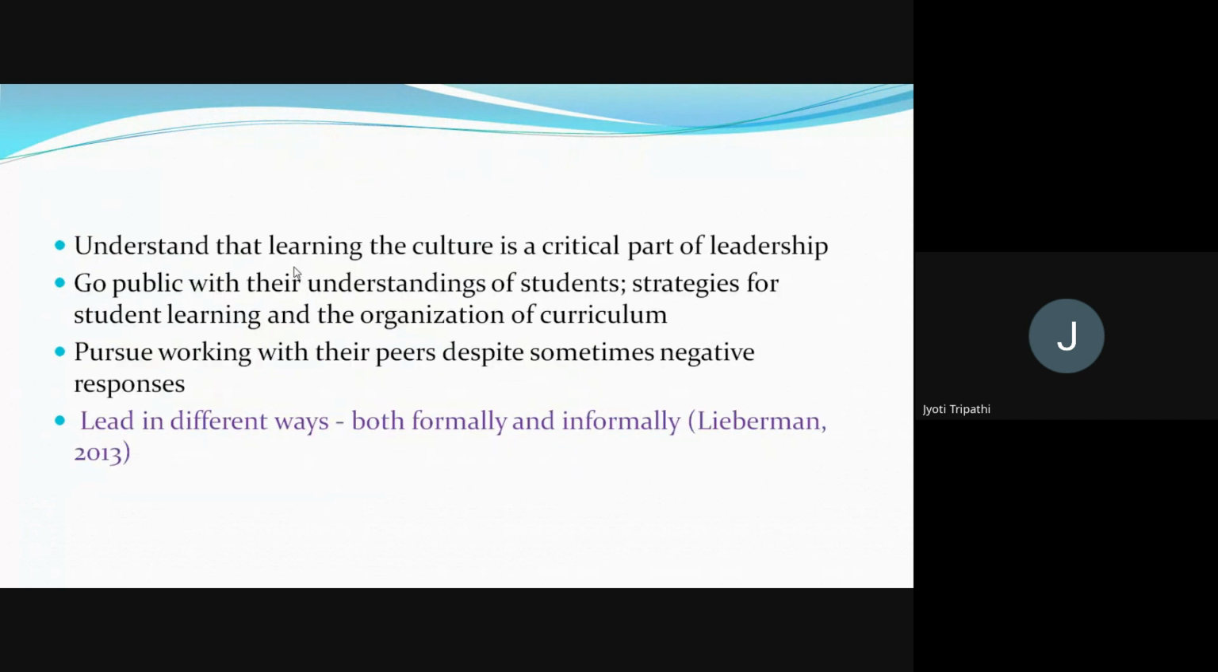Moving ahead, there is only one point which I found important for you all. That is, the teachers who lead in the organization lead in different ways. They lead formally, and they lead informally also, right?